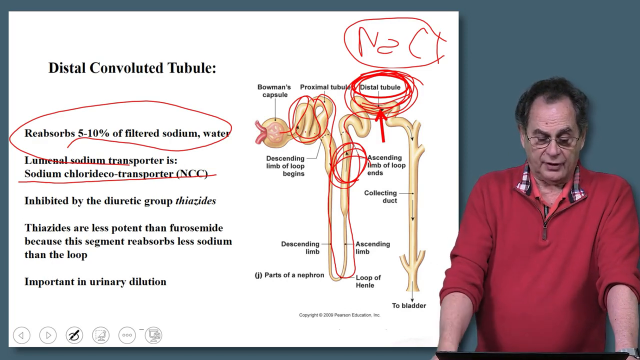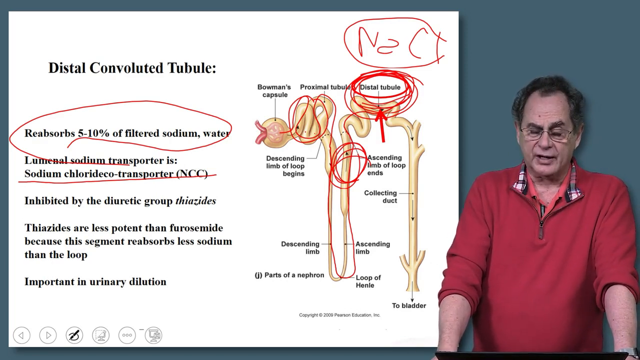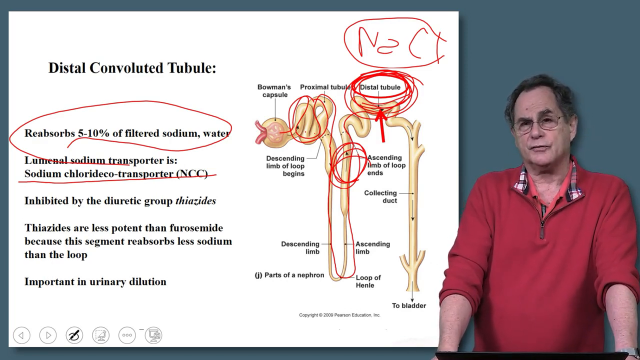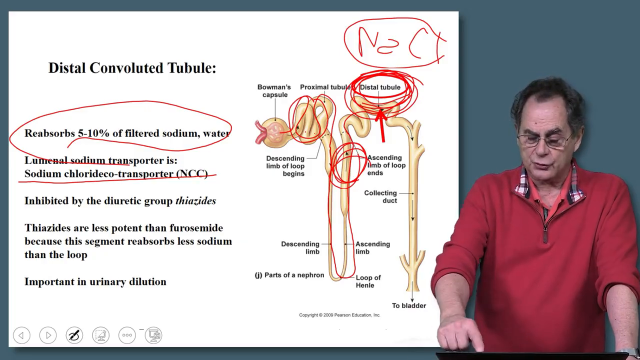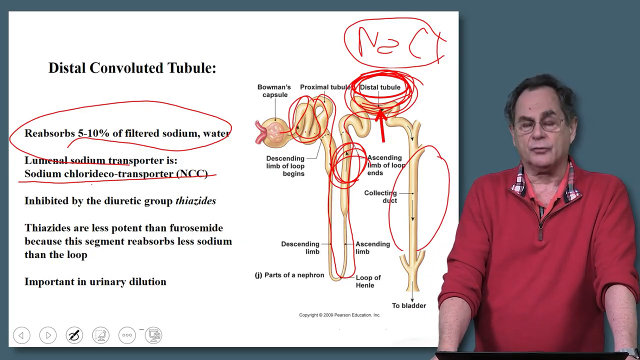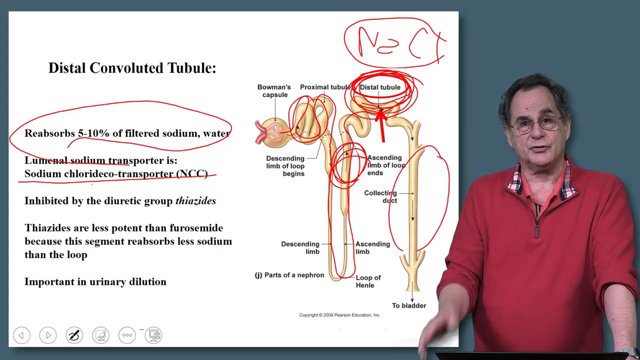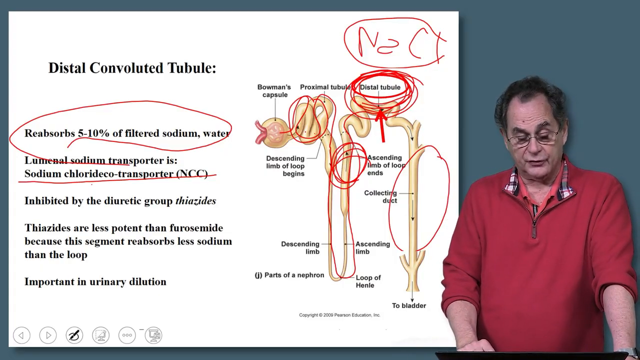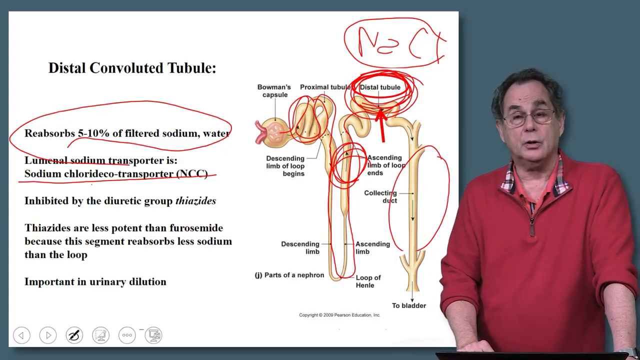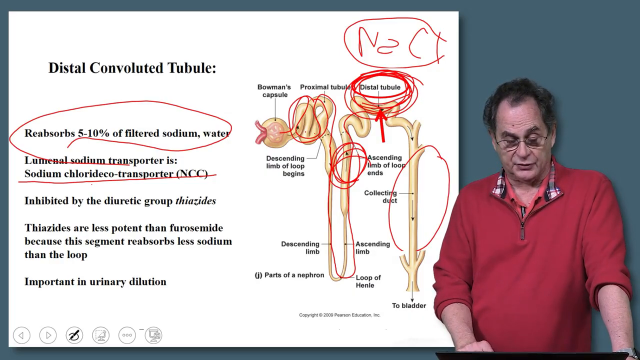This segment of the nephron is important in reducing and maintaining the concentration of sodium within the lumen, so that by the time we get to the collecting duct, we can finalize the concentration depending on the physiologic stimuli that the kidney is observing.